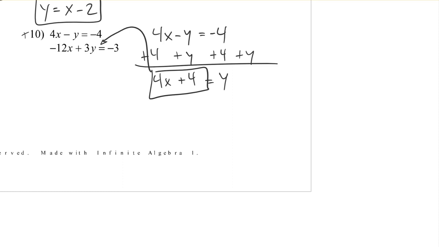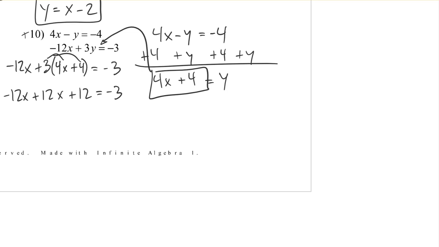So we'll substitute that into the other equation. Negative 12x plus 3 times y equals negative 3. Substituting in a 4x plus 4 for y, need to distribute. Negative 12x plus 12x plus 12 equals negative 3. Well, negative 12x and positive 12x are going to cancel each other out, so we're left with 12 equals negative 3. Does that make sense? No, 12 does not equal negative 3. So if we get something like this that doesn't make sense, then we know that we have parallel lines, so we have no solutions.